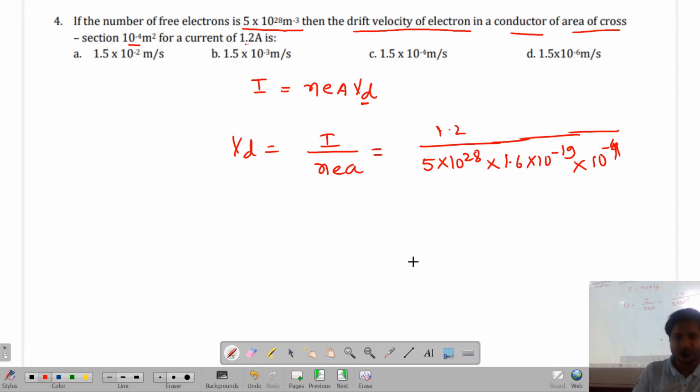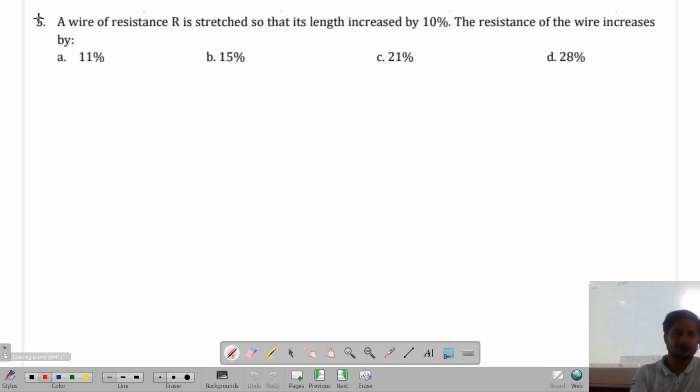The answer of question number 4 is option D, 1.5 into 10 to the power of minus 6. Question number 4, option D. Good or not? Yes or no? Can I move to next question? Question number 5.